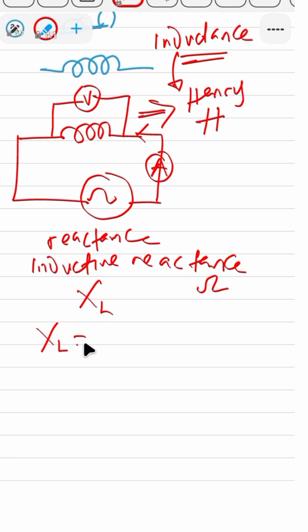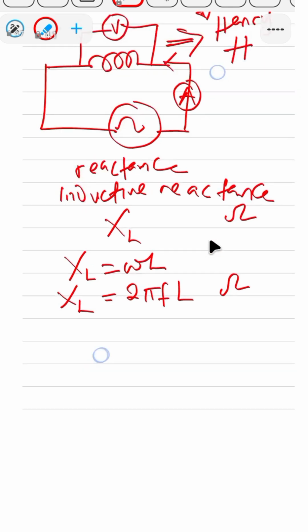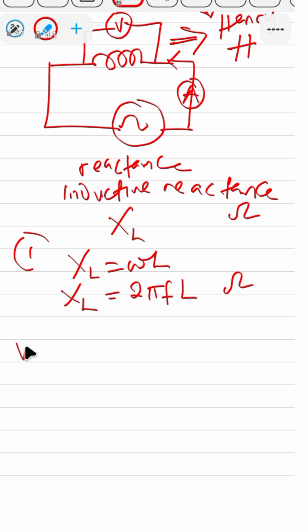The formula for XL is omega L, and you know omega is equal to 2 pi f. Then just put L by the side. This is the formula for inductive reactance. It's measured in ohms. Okay, that's the first thing to take note of. Also, your Ohm's law applies here.